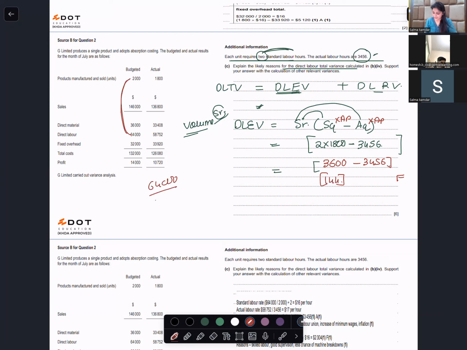64,000 divided by 2,000. Right, 32. So standard rate is 32. It is your direct labor efficiency variance.